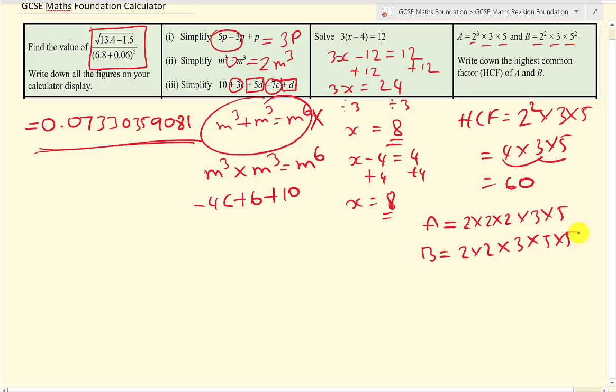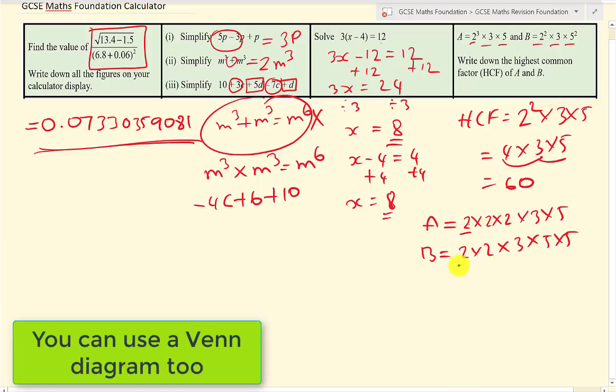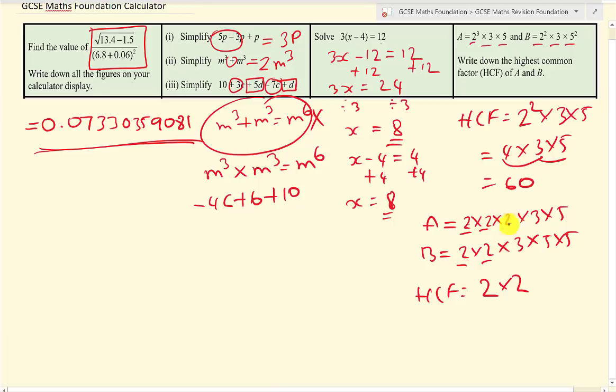Now check how many lots of 2 are common. So we've got two lots of 2 common, so the highest common factor would be one lot of 2, another lot of 2 is common, so times by 2. This 2, there's no other 2 to match this one, so leave that. 3 and 3 common, times by 3, and 5 and 5 common, times by 5. And there's no other 5 to match this 5 on A. So 2 times 2 is 4, times 3 is 12, times 5 is 60.